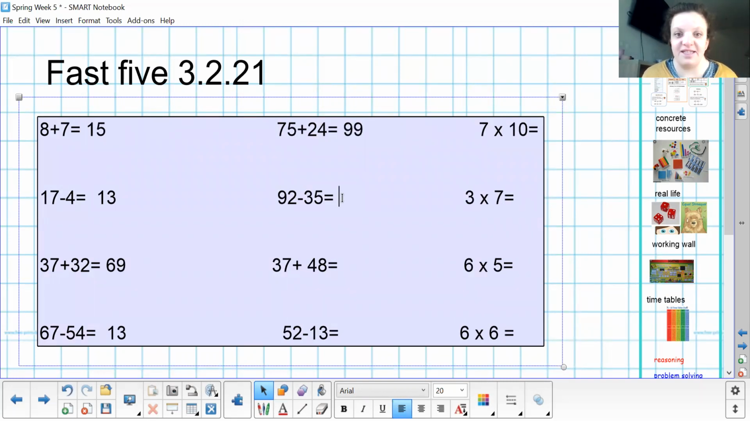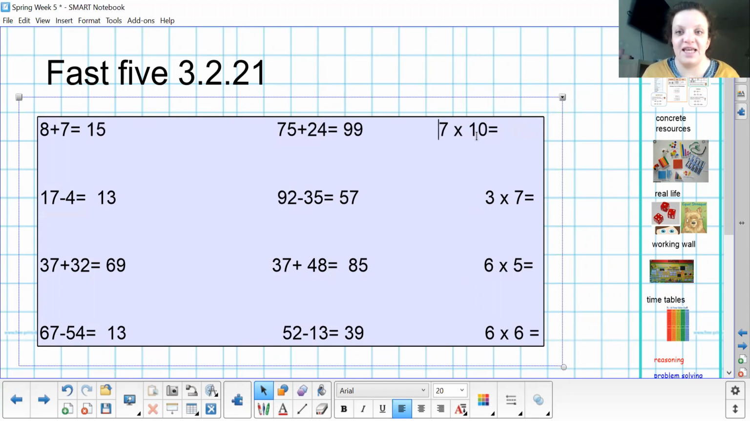92 take away 35. So 92 take away the 30 gets us down to 62. And then take away the 5 gets us down to 57. 37 add 48 is 77. And then add the 8 is going to get us to 85. 52 take away 13, so 52 take away the 10 is going to get us to 42, and then take away the 3 is going to get us to 39.